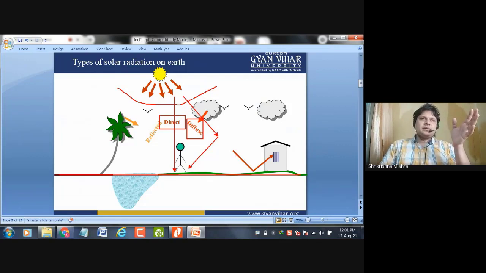All right, so diffuse you can understand, like for example, this is your home. So diffuse radiation will be the one which is getting reflected by the earth and getting inside your home. All right, so you can understand by this. So basically, on the surface of the earth, you can either get direct heat from the sun, or it can be by diffusion from the atmospheric gases or the dust particles present in the atmosphere.